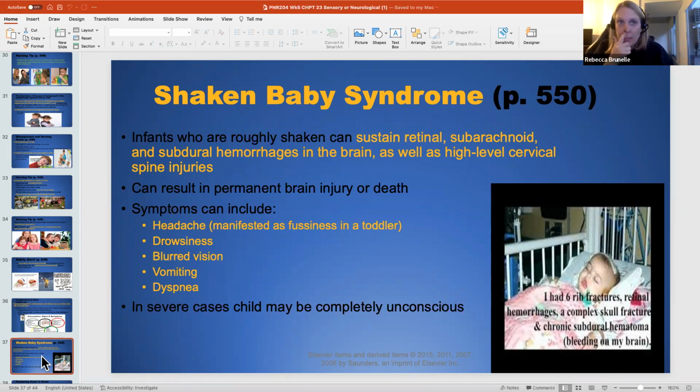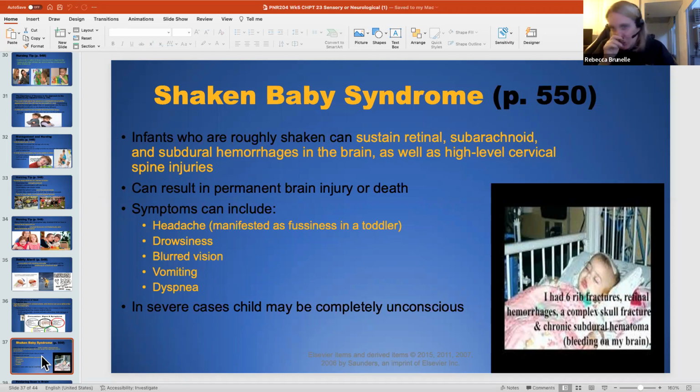So you might see retinal hemorrhages. So you might actually see some blood in the eye. They can also be limp, drowsy, vomiting, not being able to breathe well. If they're old enough, they might be able to complain of a headache, and it can ultimately lead to death.